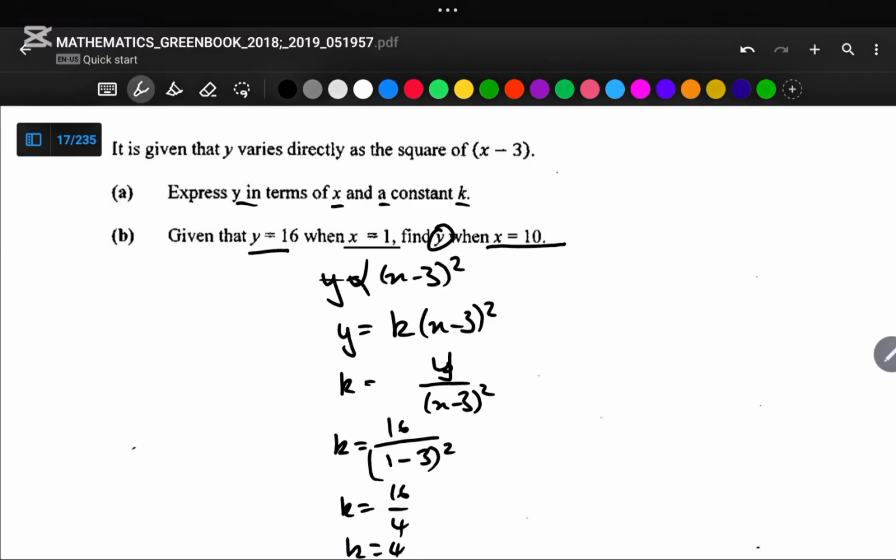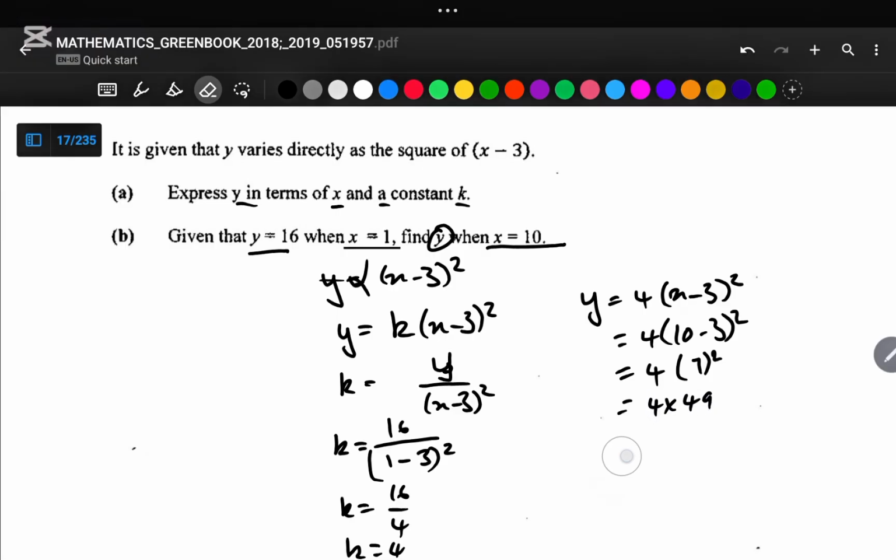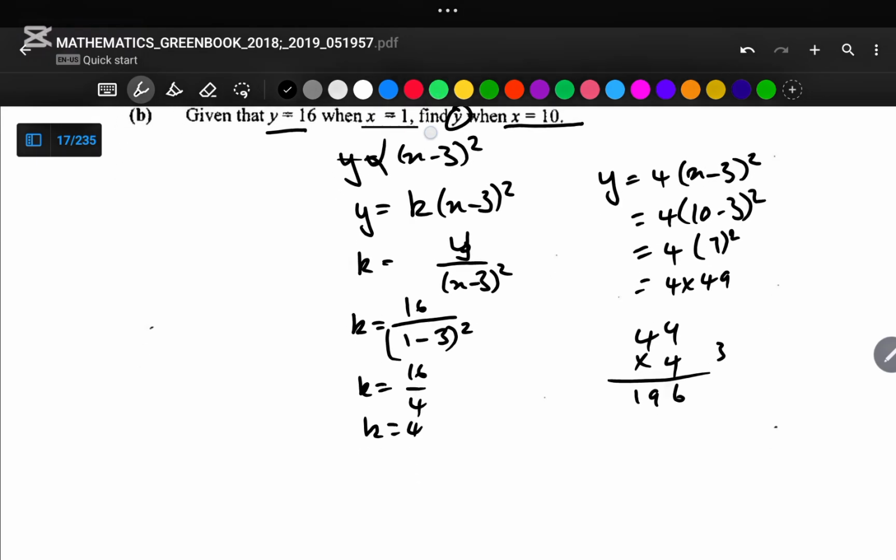If k is equal to 4 and we are required to calculate the value of y, we can now say y is equal to 4(x minus 3) squared. What is our value of x? It is equal to 10, so it is 4 times (10 minus 3) squared. 10 minus 3 gives us 7 squared, so it is 4 times 49. If we multiply 49 by 4, it gives us 196. So our final answer is y is equal to 196.